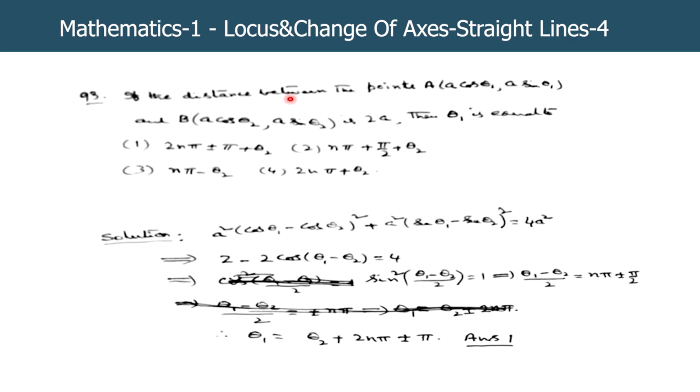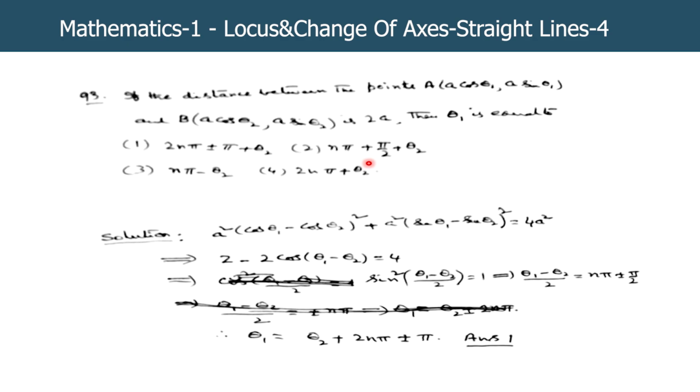93. If the distance between the points A cos theta 1, A sin theta 1 and B A cos theta 2, A sin theta 2 is 2A, then theta 1 is equal to: 1) 2n pi plus or minus pi plus theta 2, 2) 2n pi plus pi by 2 plus theta 2, 3) n pi minus theta 2, 4) 2n pi plus theta 2.